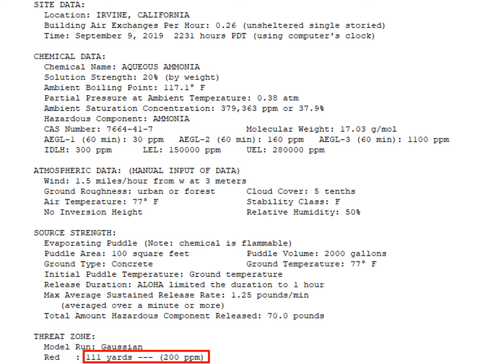For the source strength, we input the diked area of 100 square feet, the puddle volume of 2,000 gallons, which assumes the entire contents of the container are released, and a ground temperature of 77 degrees. ALOHA limits the duration of solution release to 1 hour, assuming that the solution will not completely evaporate and that this will give you the furthest endpoint.